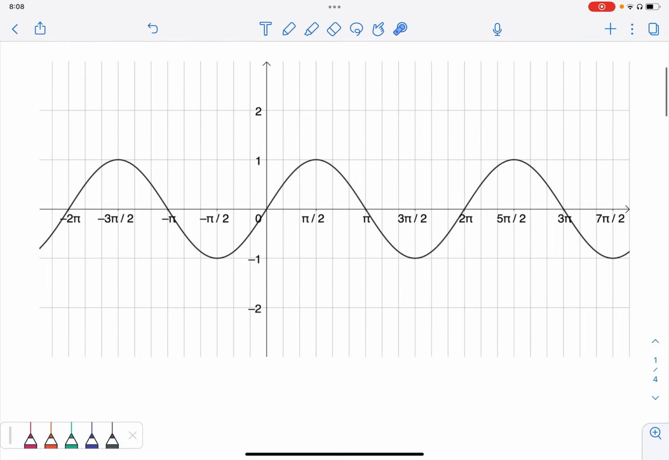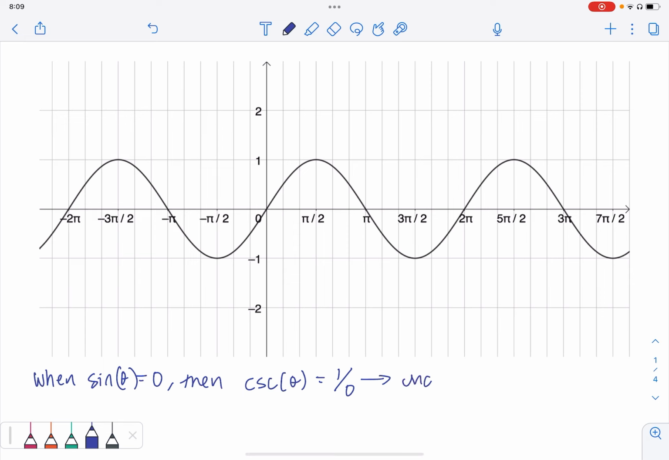Well, I can see that when sine of theta is equal to 0, then the cosecant of theta is equal to 1 over 0. Oh, wait a minute, can't do that. That means it's undefined. So anywhere where sine of theta is equal to 0, meaning where it crosses the x-axis, I'm going to put in a vertical asymptote.